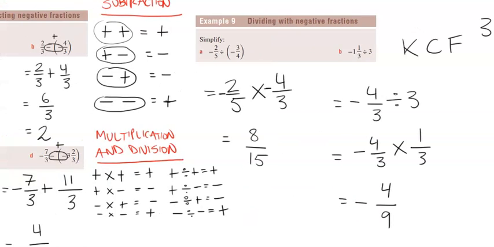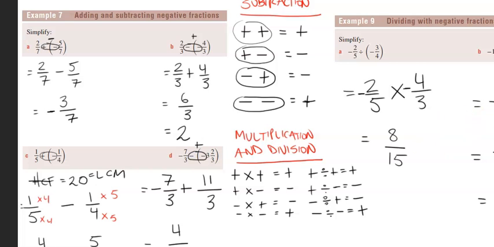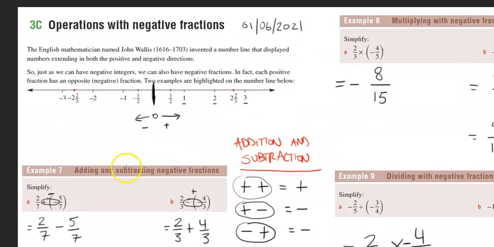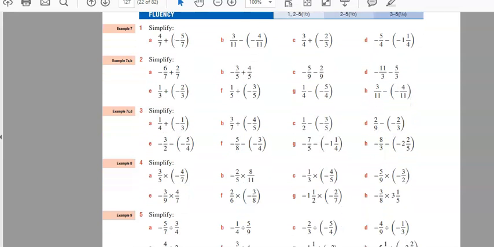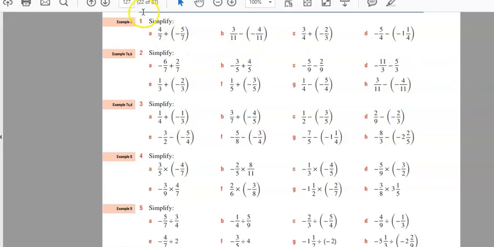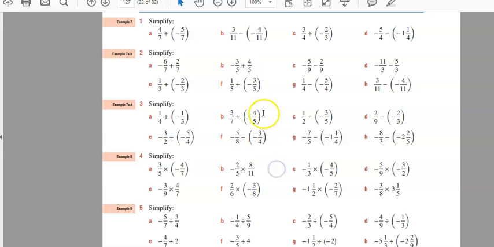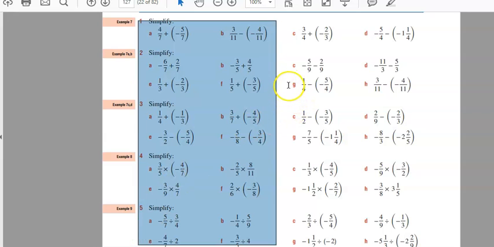What you'll be doing is going to Exercise 3C. And you're going to be attempting questions 1, 2, 3, 4, and 5. But you only need to do the two left-hand side columns of these questions. You're not going to do all of them. You're just going to be focusing on the two left-hand columns, like so.